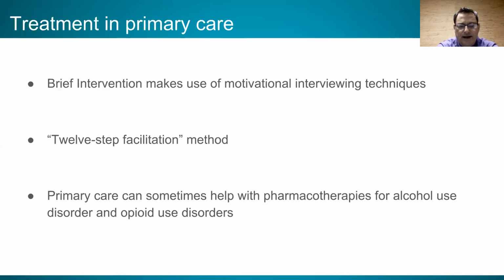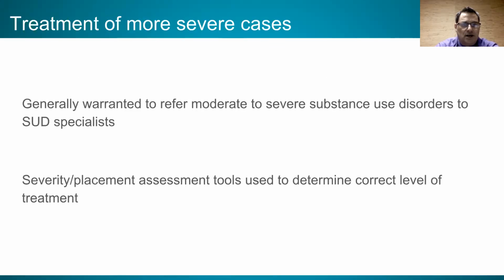And then sometimes primary care can help with pharmacotherapies for alcohol use disorder, and of course, what we'll be talking a lot more about, opioid use disorder. Generally, more severe cases warrant referral to an addiction specialist or substance use disorder counselors, for more extensive evaluation and treatment, and possible referral to residential treatment. There are tools that you can use that determine the current severity and which treatment intensity level would be best for any given patient. That's using the ASAM criteria.